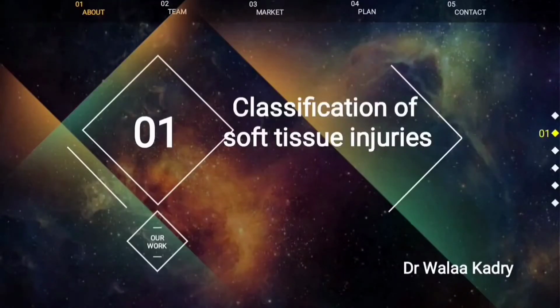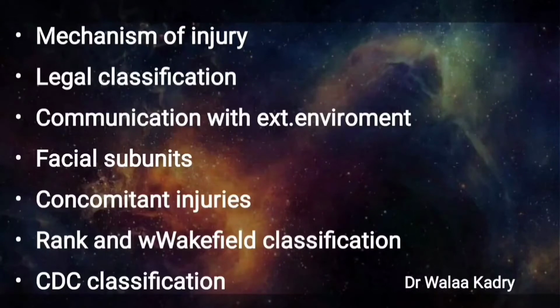There are different classifications of soft tissue injuries, starting with the mechanism of injury, legal classification, and whether it communicates with the external environment or not, and according to facial subunits and associated injuries. Other classifications include the CDC classification, Center for Disease Control, and the Rank and Wakefield classification.